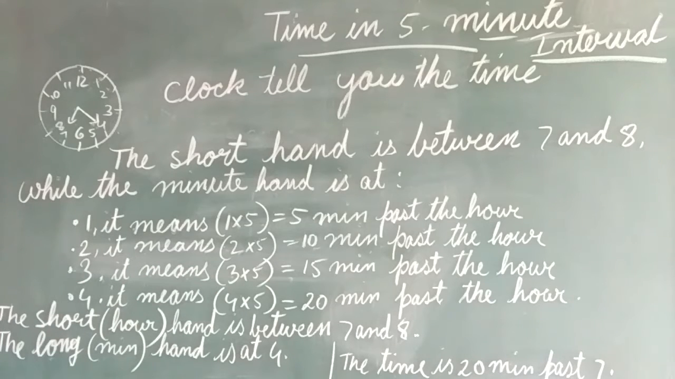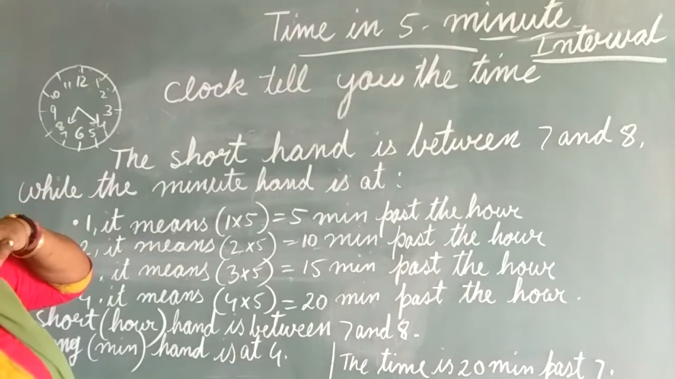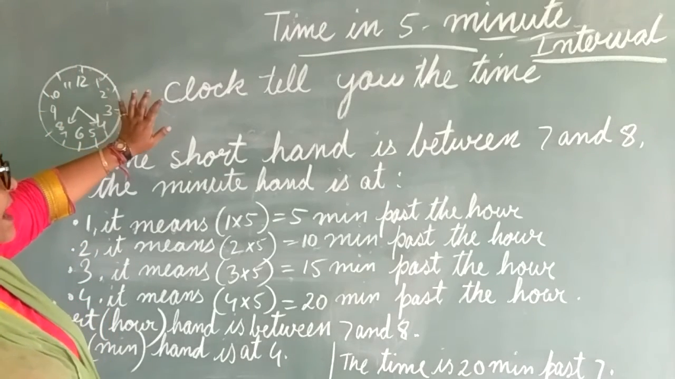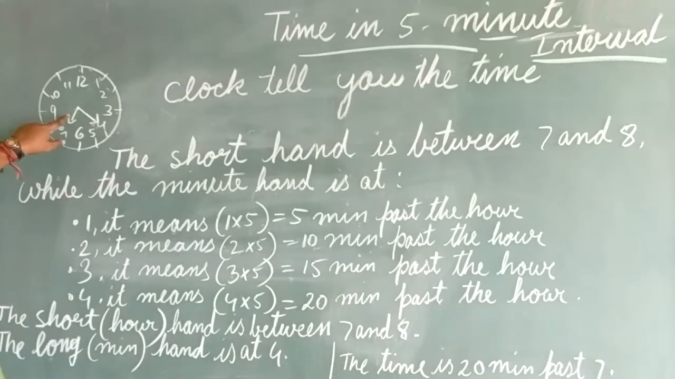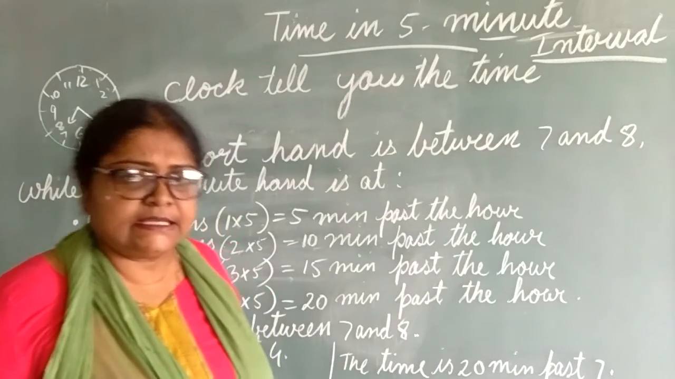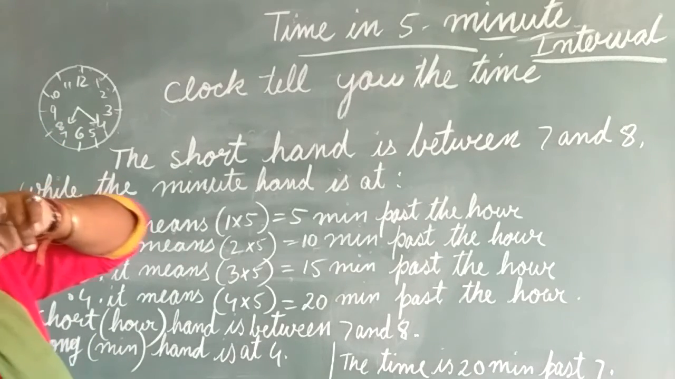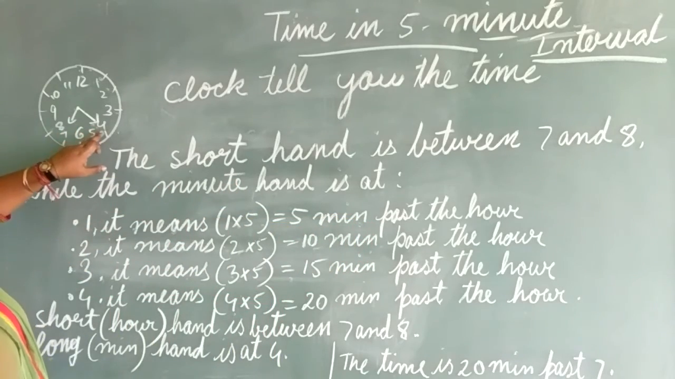Okay? So what are you seeing here? There is one clock. And what does this clock do? This clock tells you the time. So here in this clock, 2 hands are indicated. One is the hour hand and the other is the minute hand. And this hour hand is between 7 and 8. The hour hand is between 7 and 8, and this minute hand is at 4.